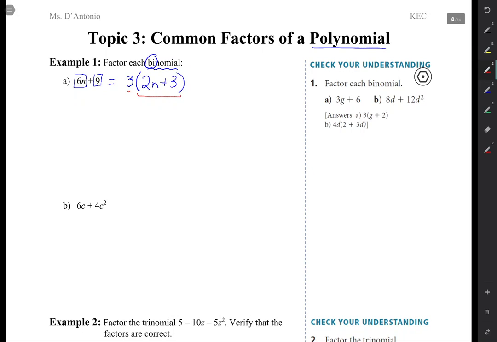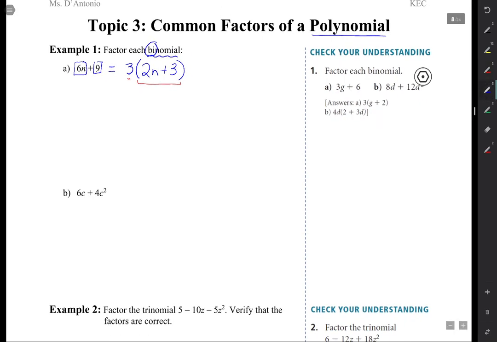Let's look at a little bit trickier of an example. We have 6c plus 4c squared. This example is a little bit tougher because instead of just coefficients in both terms, we also have variables in both of them. To make this easier, I'm going to write this out so we can see just how many c's there are in each term. I'm going to keep the 6 here, and there's only one c in that first term. So the first term just stays the same, but now I'm going to put the plus sign and the 4.